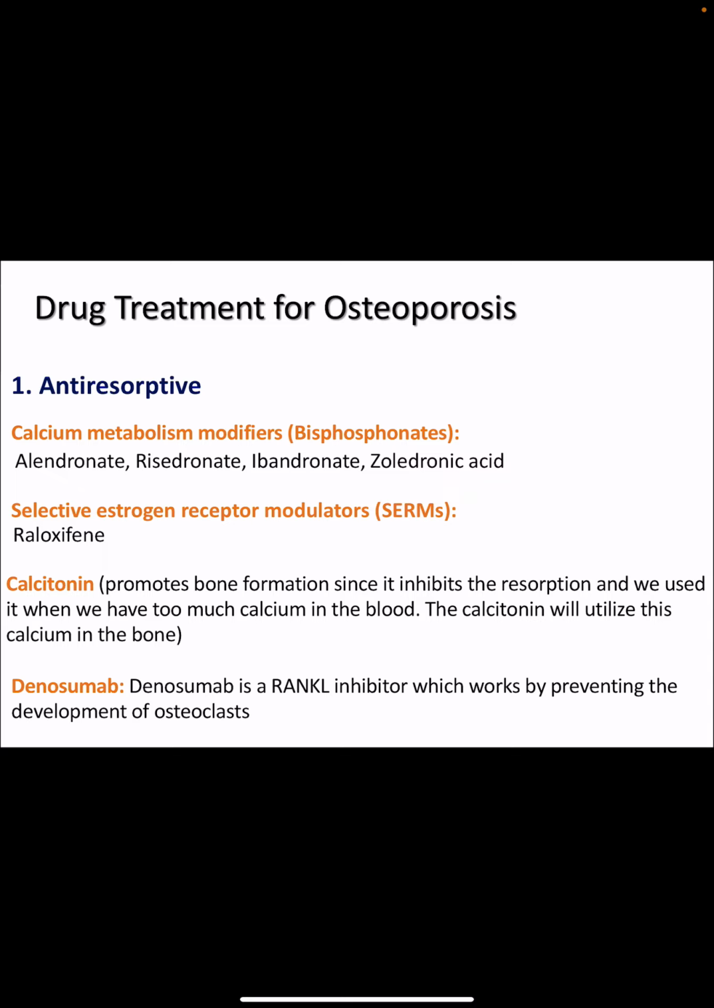It inhibits osteoclastic activity. It is an endogenous hormone, but they make it into a drug called Miacalcic, extracted from the salmon. The last drug is called denosumab. Is anyone named Dina here? No? Okay, so denosumab is a monoclonal antibody.